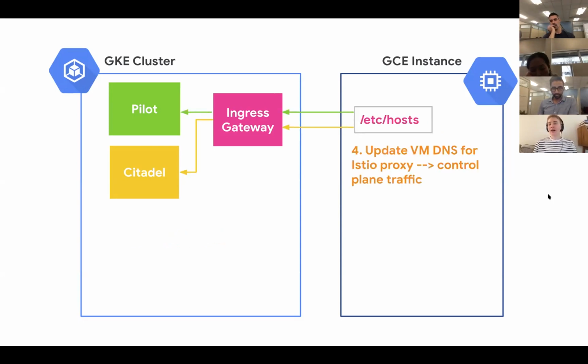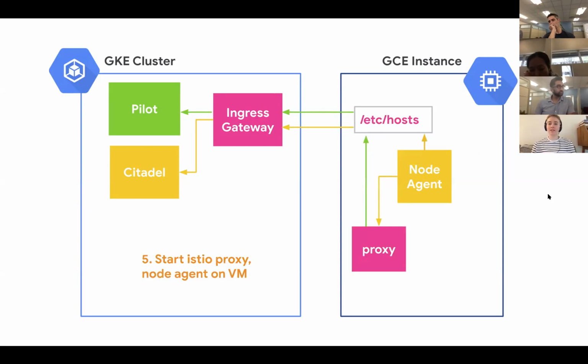Then we're going to update the DNS on the virtual machine so that anytime the proxy on the VM needs to get updated config, that traffic is going to go through the Ingress Gateway. It could also go through an ILB, like an internal load balancer. The idea behind this is that Pilot and Citadel are not exposed outside of the cluster, so we need a way for the VM to get to those components.